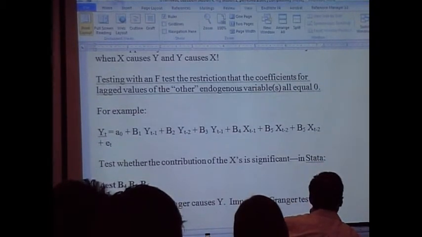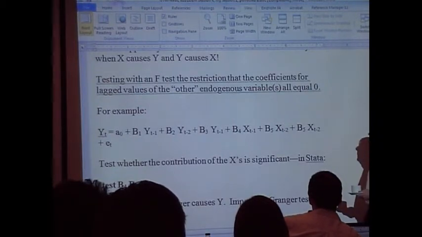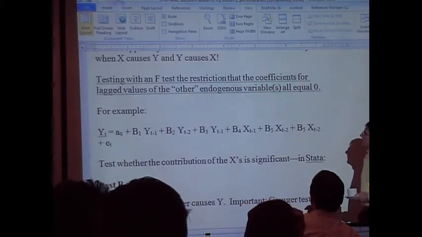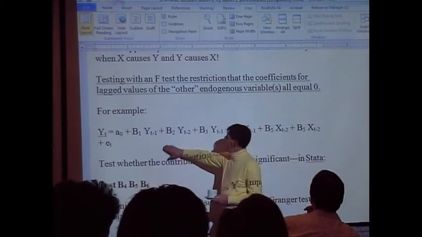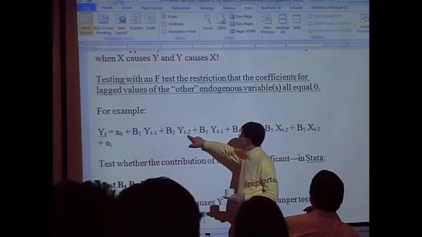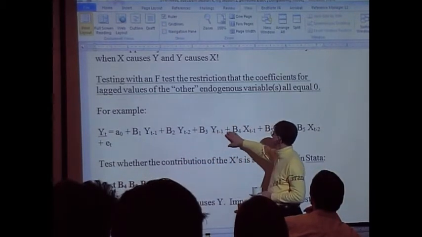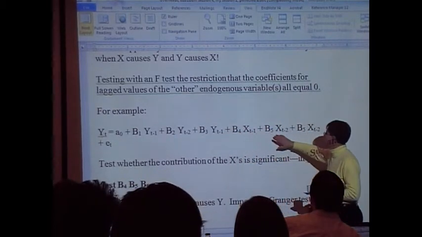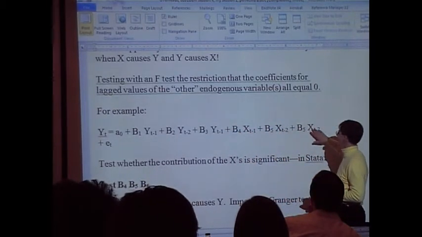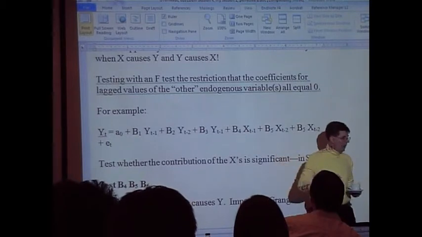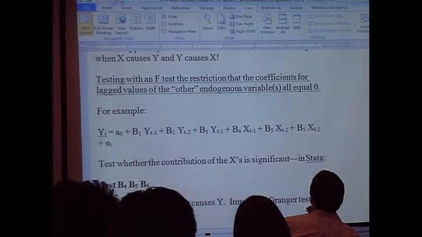Okay. Here's a common type of Granger test. I didn't do a very good job of this notation right here. I'm sorry about that. This should be B1 yt minus 1, B2 yt minus 2, B3 yt minus 3. Then B4 xt minus 1, B5 xt minus 2, and B6 xt minus 3. But you get the idea. Basically, there's 3 lags of X and 3 lags of Y.